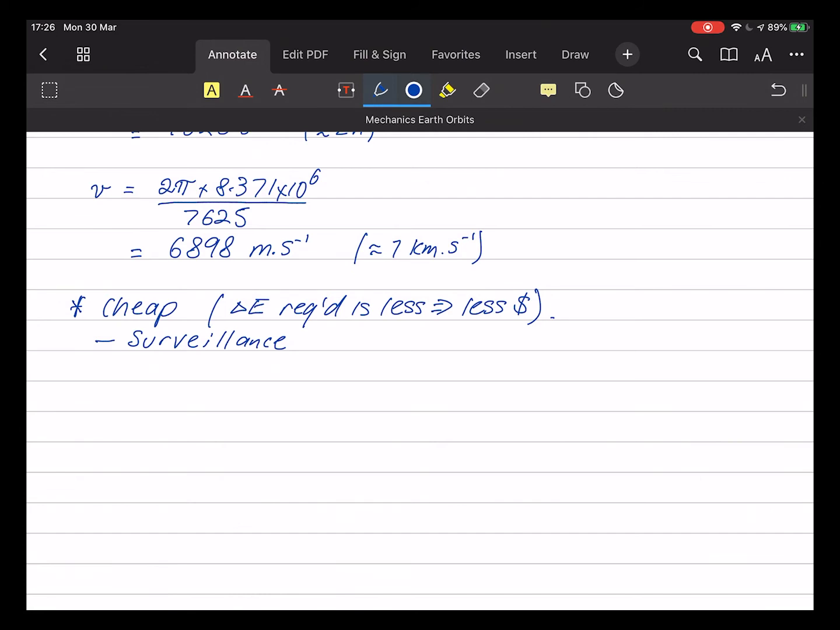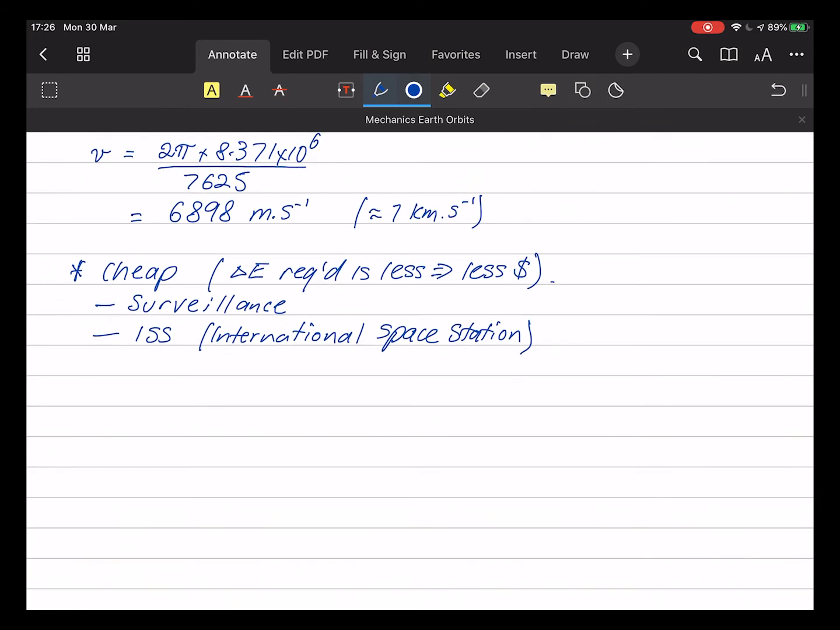Surveillance isn't nearly as high resolution as that. The International Space Station exists here, the ISS. Write it out: International Space Station. You can imagine if you want to ferry people and goods up and down, back and forth, you want that to be in a low Earth orbit.